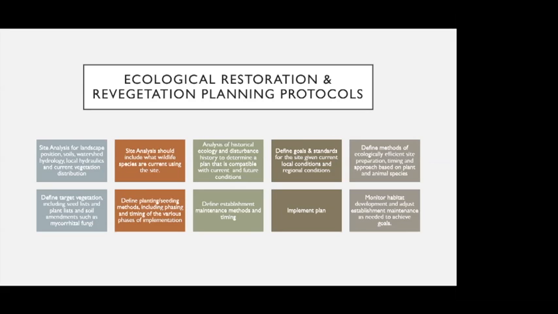And then you define your goals based on that, and standards for the site, given the current local and regional conditions. You want to look at the region. And then you start defining your methods, approach, timing based on plant and animal species. So that's, again, how you determine how you're going to protect. And not every project will give you that great a timeline. Ballona is different. Ballona can have whatever timeline it wants to protect.